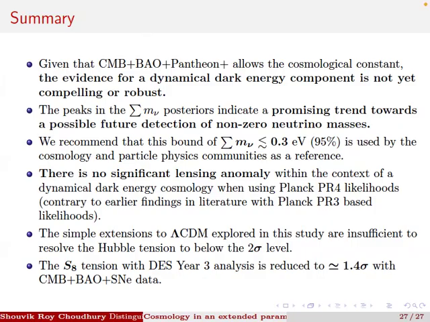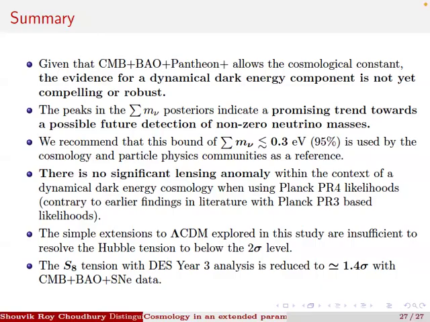So we also found a bound of 0.3 eV at 2 sigma, which we suggest that people use for cosmology and particle physics model building. We also find that there is no significant dancing anomaly when we consider dynamical dark energy scenarios.